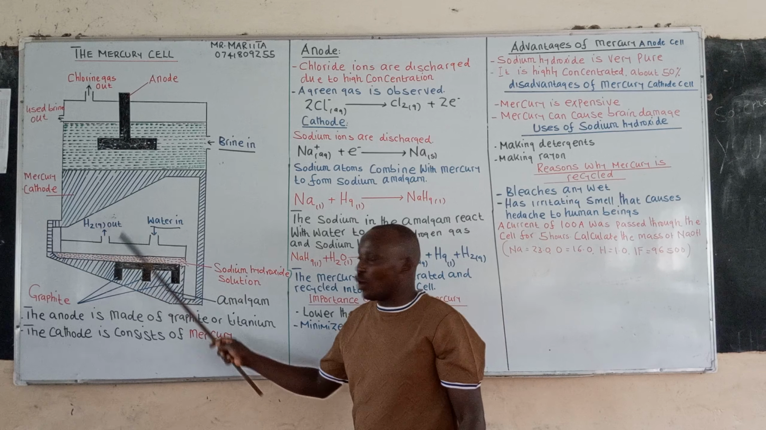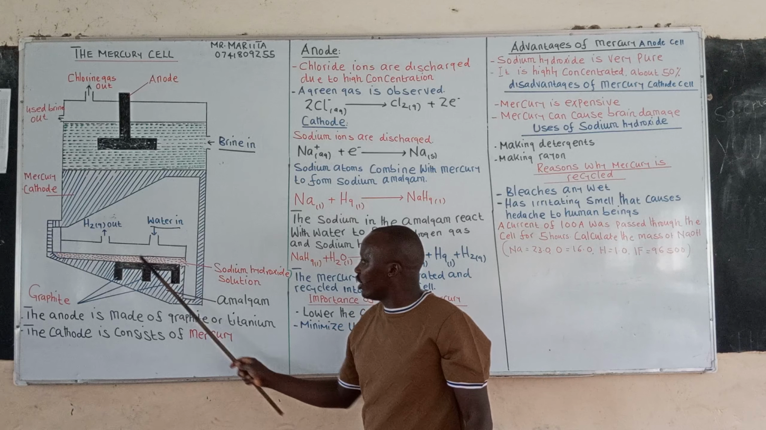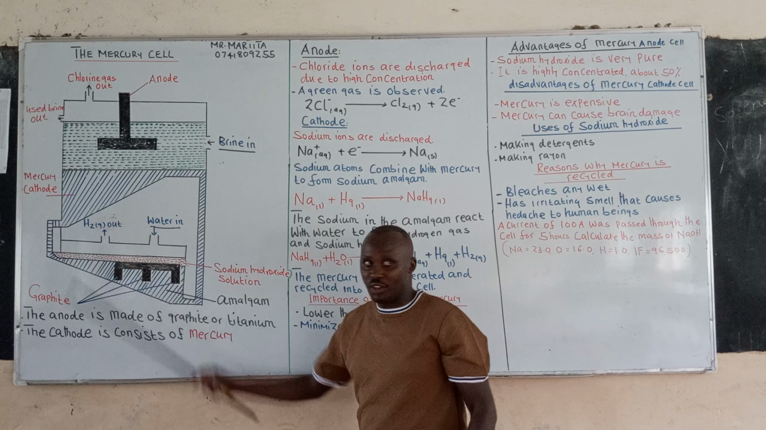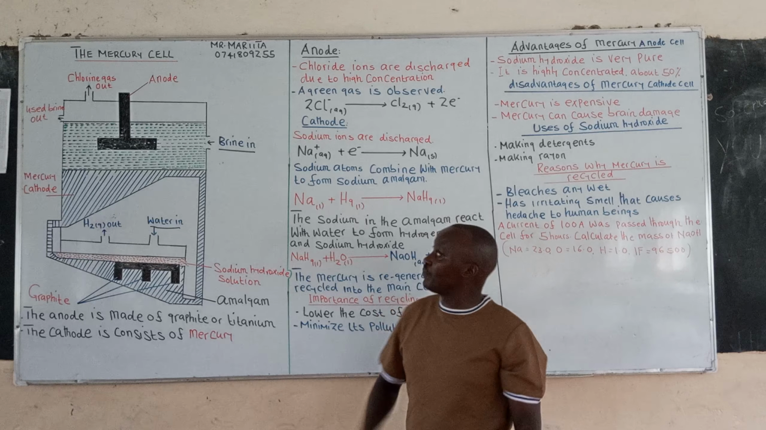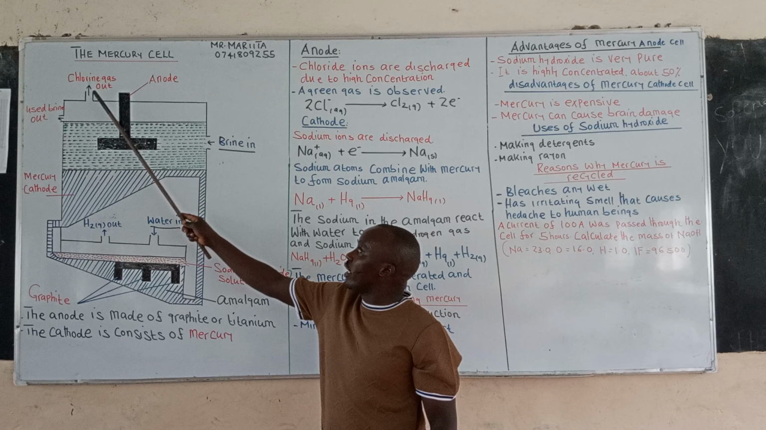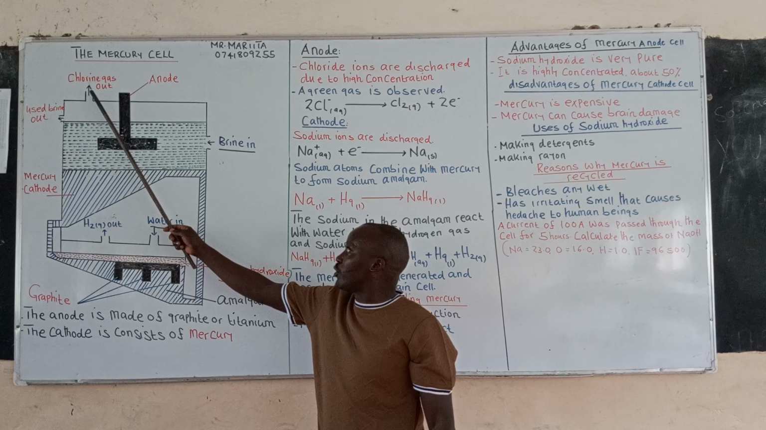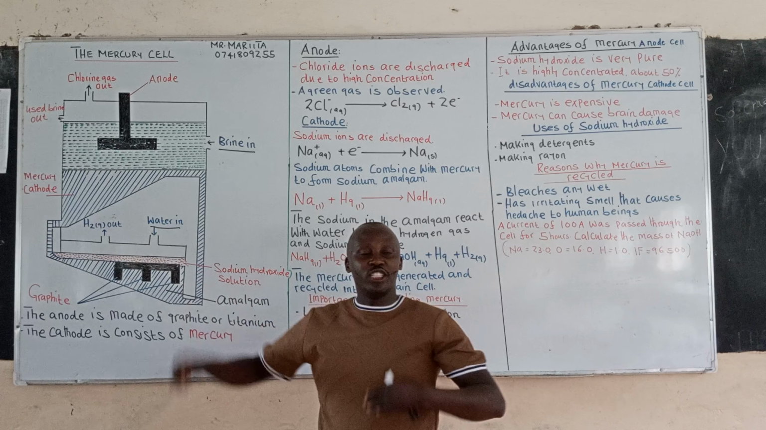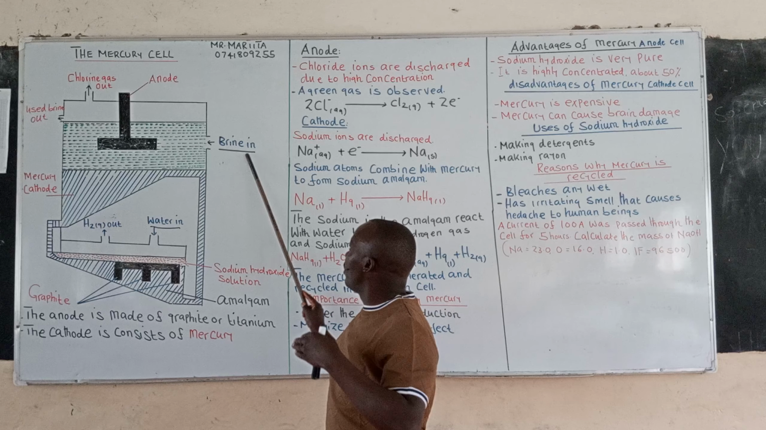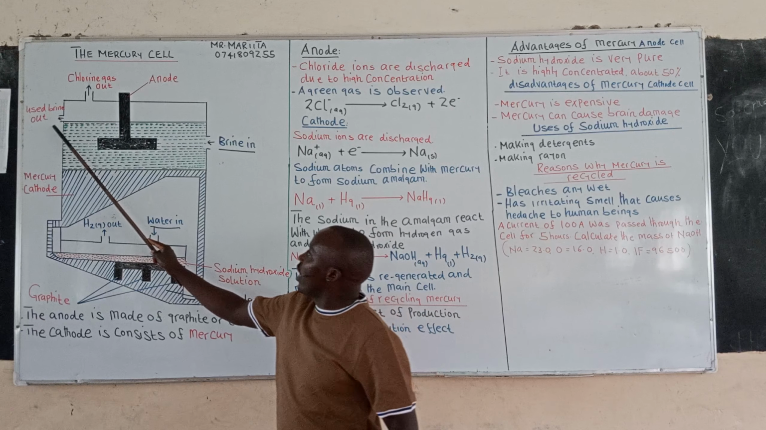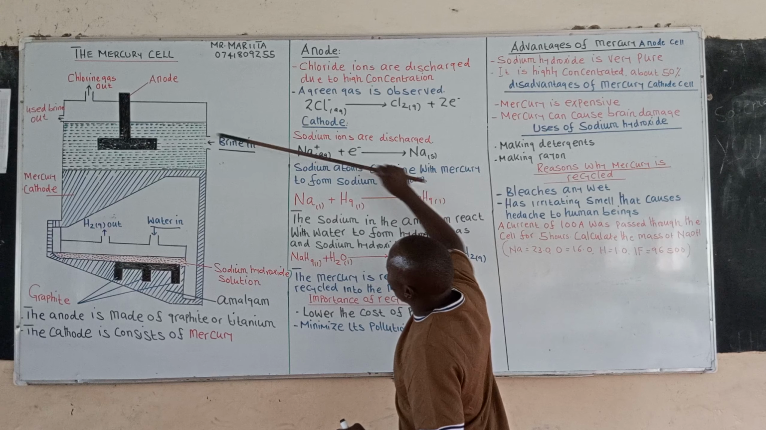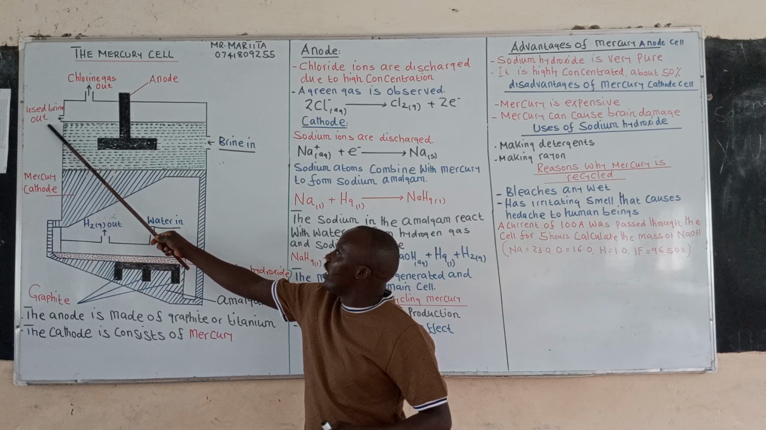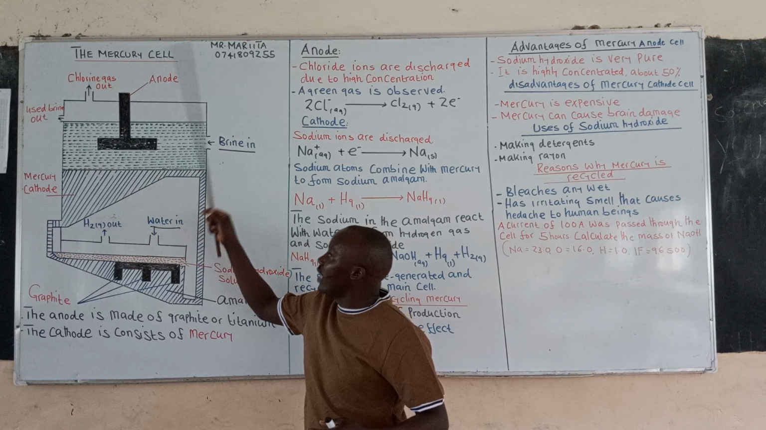The gas which comes out in this region here is just hydrogen gas. After reaction, the hydrogen gas comes out at the top here. We have the brine in, and then we have the used brine out. On the other side, we have the used brine out.